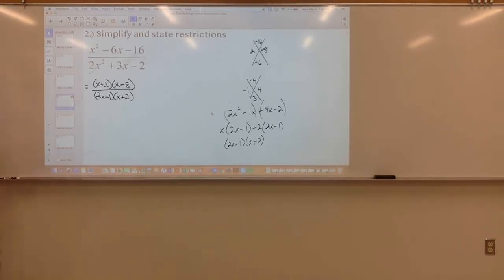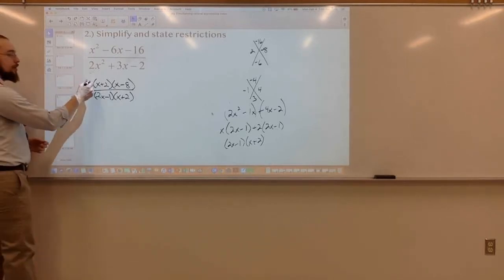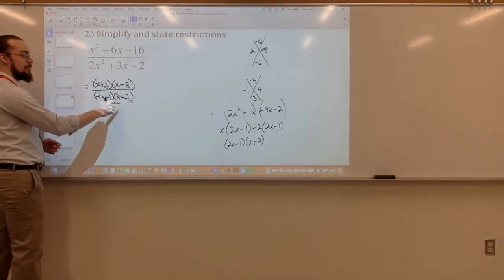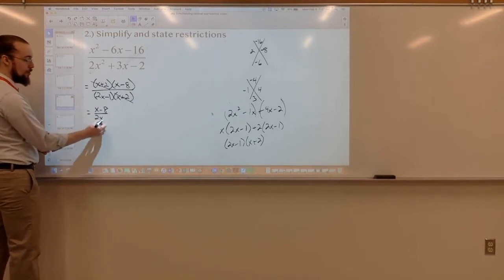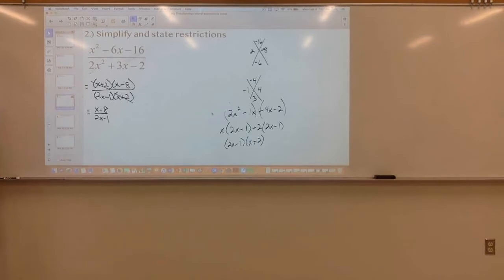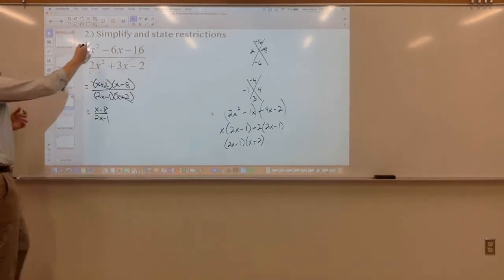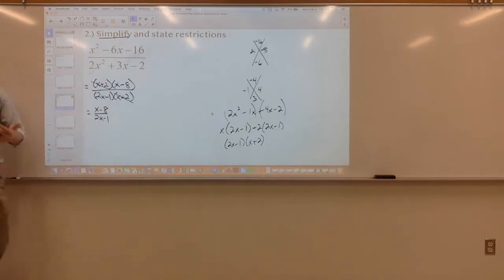We're not done yet. We can do a little bit more. You can cancel out the x plus 2 on the top and bottom, because they're the exact same factor. So we just end up with x minus 8 over 2x minus 1. If we have the exact same factor in the numerator and denominator, cancel them out. So that's the simplified part. We've completed the simplified part.